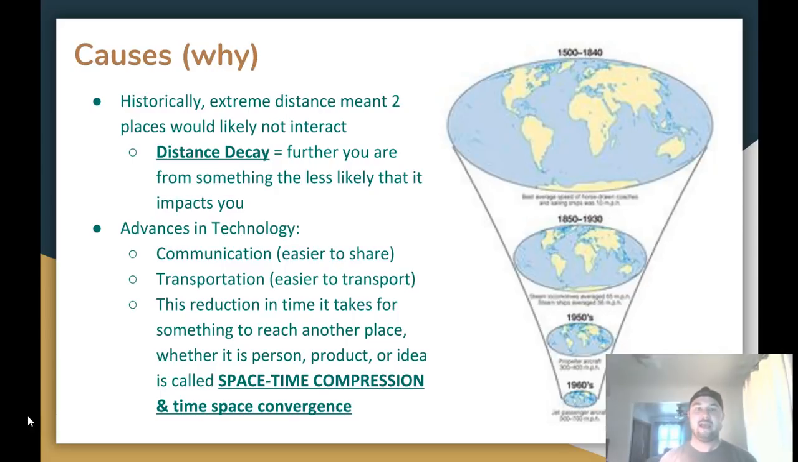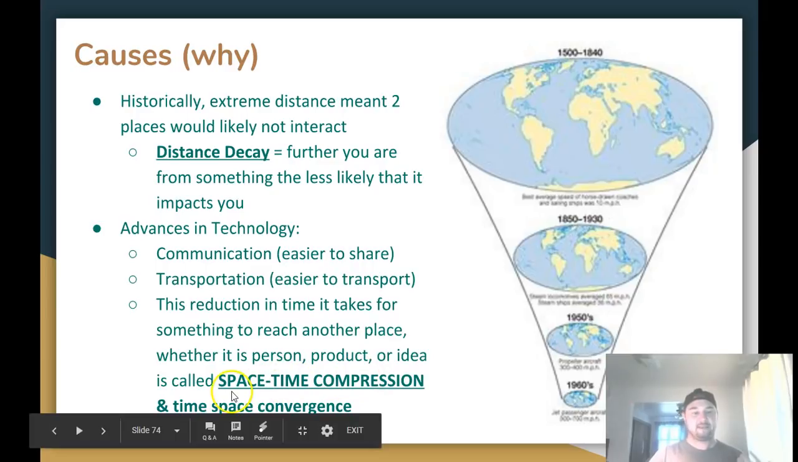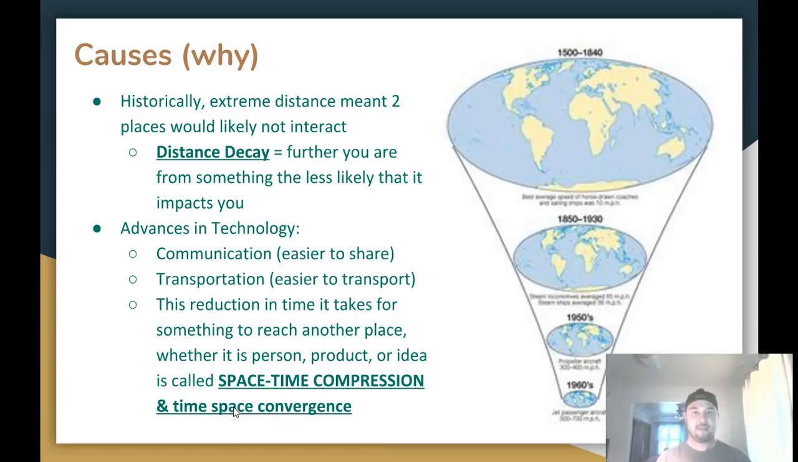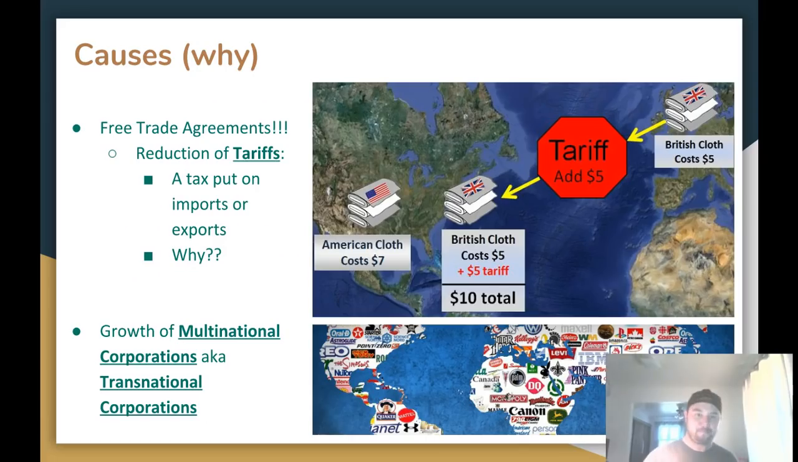Now again, the causes: distance decay. It was not a reason why globalization is happening, but it used to prevent globalization. But now we've overcome that with space-time compression, or time-space convergence. With the reduction of the time it takes to communicate and the reduction of the time it takes to get from point A to point B, with all our advances in technology for both of those, the world has become a little bit smaller. So again, you're compressing the time it takes to cross space. You're compressing the time it takes to cross the same amount of space as it once did.